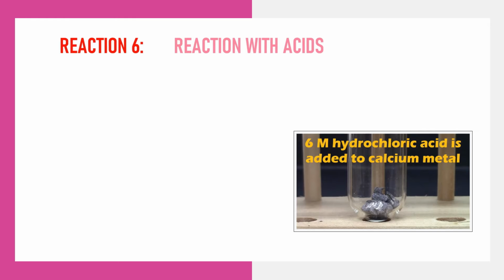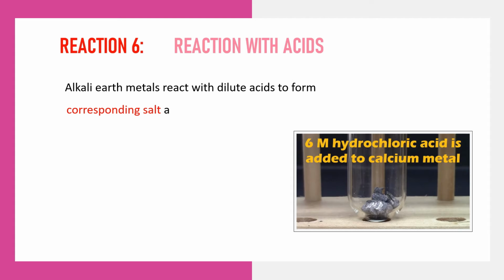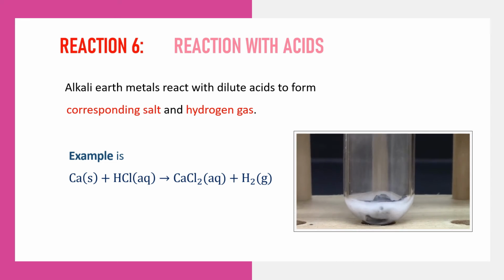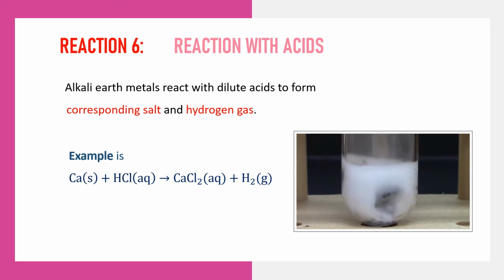Reaction 6: reaction with acids. Alkaline earth metals react with dilute acid to form the corresponding salt and hydrogen gas. Here is the example of calcium reacting with hydrochloric acid to form calcium chloride and hydrogen gas. This is a short video clip for the reaction between calcium and hydrochloric acid.